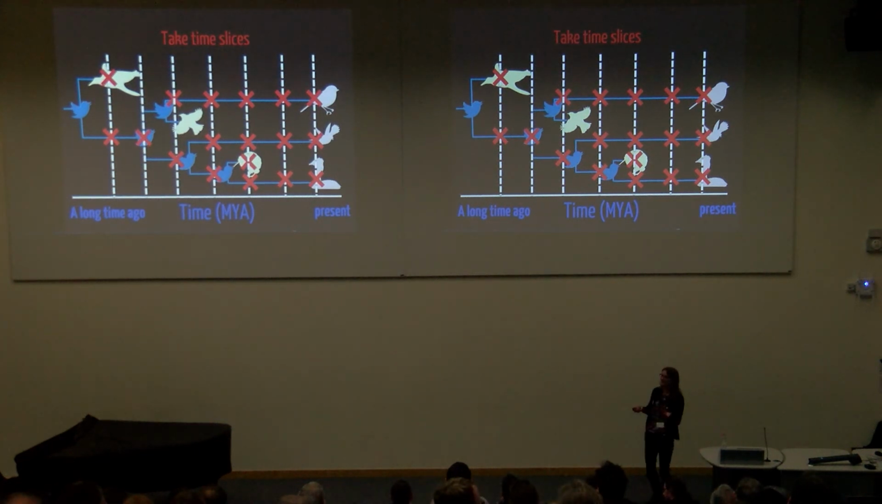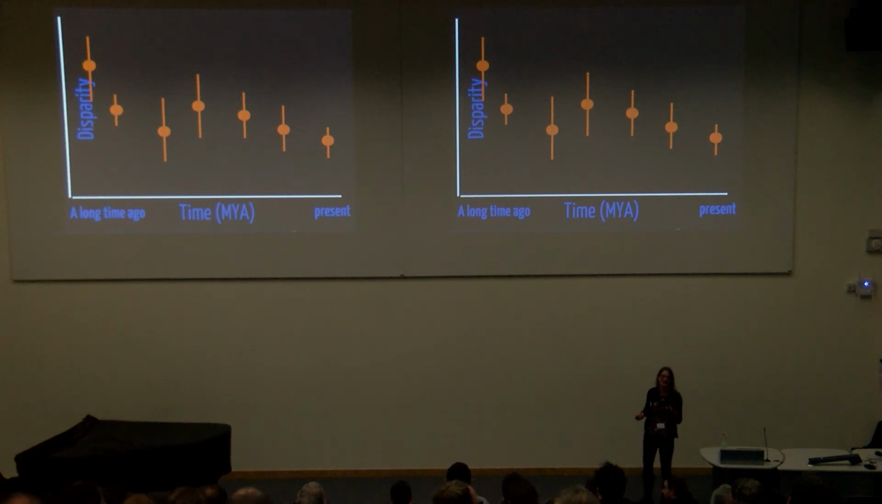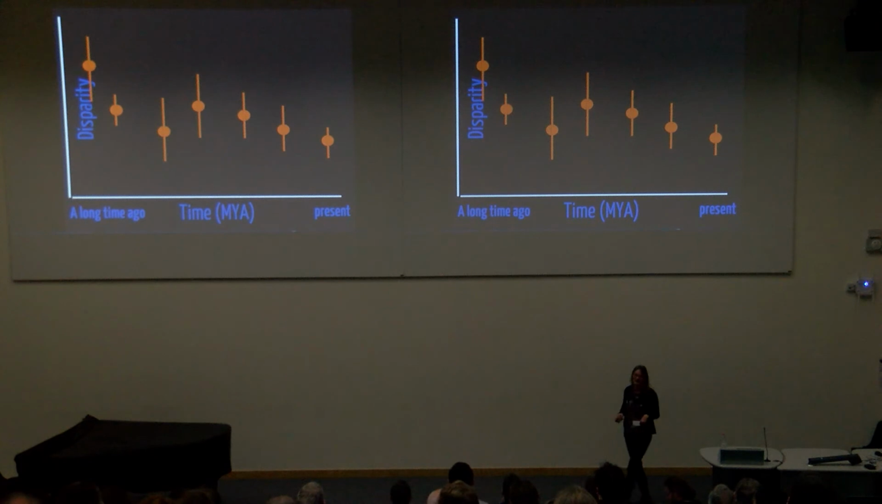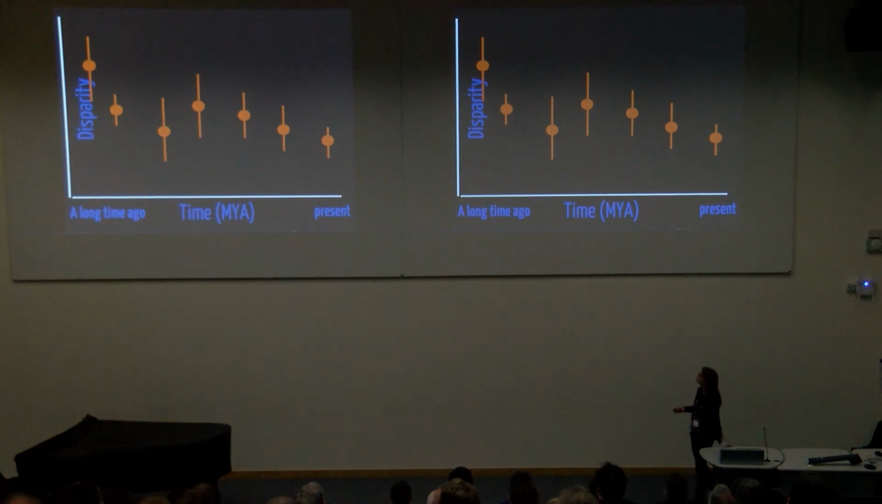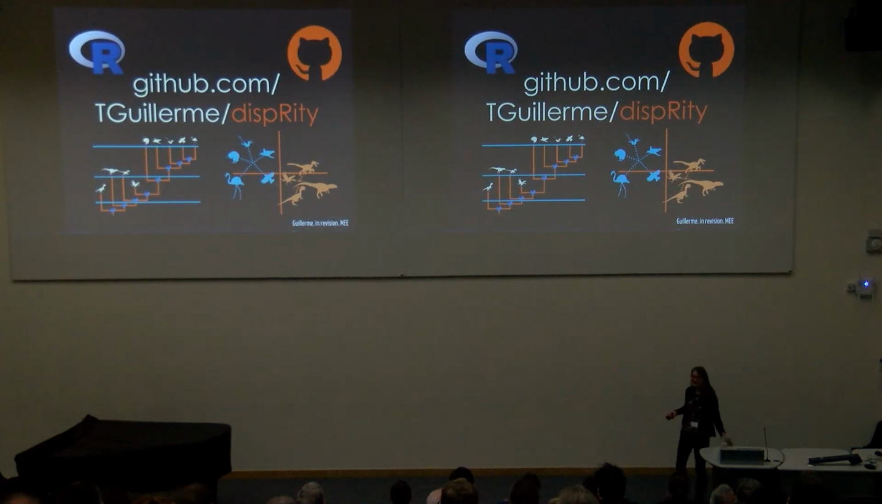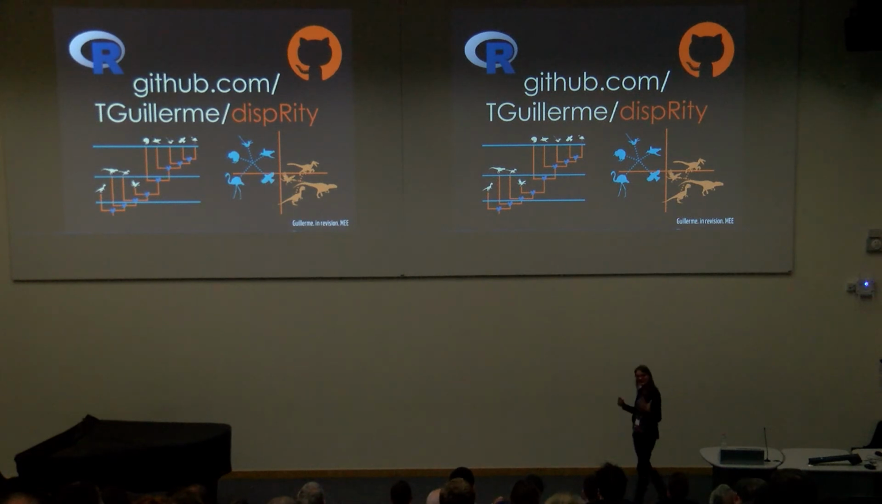We take our time slices, estimate disparity, get the bootstraps, and then we've got a nice disparity through time plot. So that's the end of the method. It's fairly straightforward, I hope, anyway.